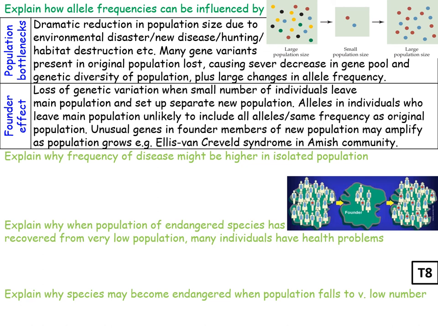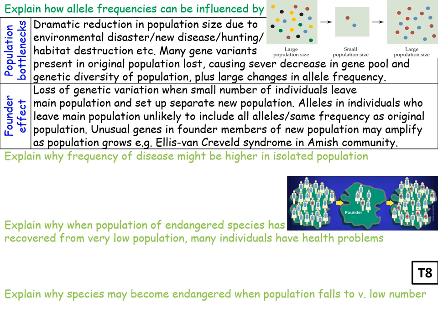The founder effect is very similar. You've got loss of genetic variation because a small number of individuals have decided to leave the main population and set up a separate new population. So the alleles in individuals who leave the main population are unlikely to include all the alleles of the same frequency as the original population. And if you have unusual genes in the founder members of the new population, this could amplify as the population grows. So an example of this is Ellis-van Creveld syndrome in the Amish community.